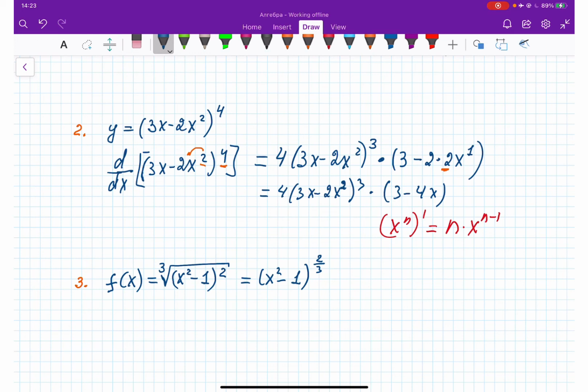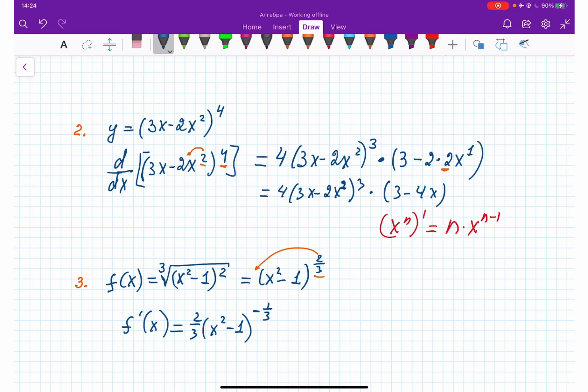Yes? So what we're going to do now, the derivative f prime of x is going to be equal to, first I'm going to take the derivative of this power 2/3, which means this exponent is coming in front, and I will get 2/3 times (x squared minus 1) to power 2/3 minus 1, which is going to be 1/3, negative 1/3.